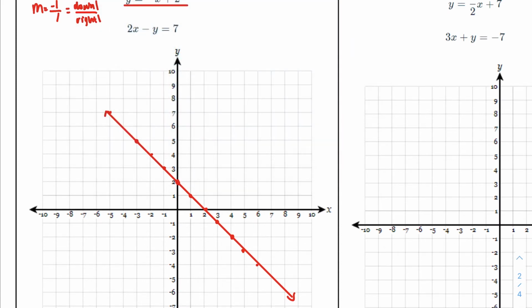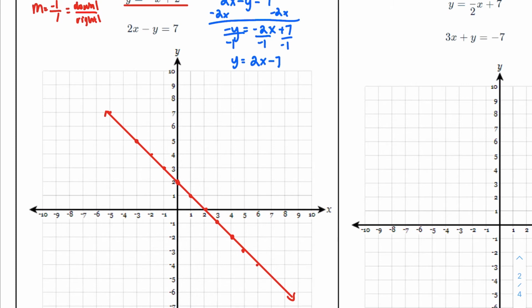This one is not in a y equals mx plus b form, so we're going to have to rearrange it into y equals mx plus b. We're going to subtract 2x from both sides. Negative y is equal to -2x plus 7. Now, it says y equals, not negative y, so we have to divide everything by -1. So this turns into y is equal to a positive 2x minus 7.